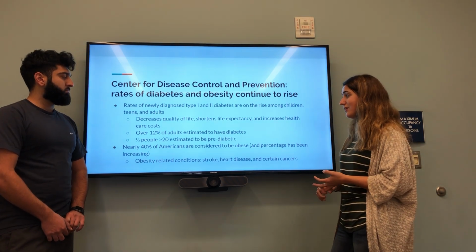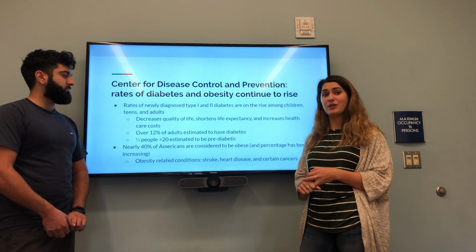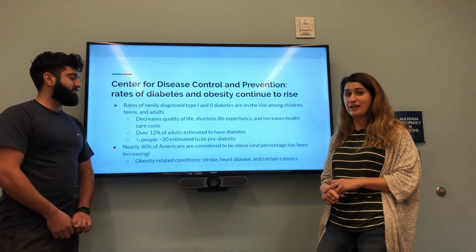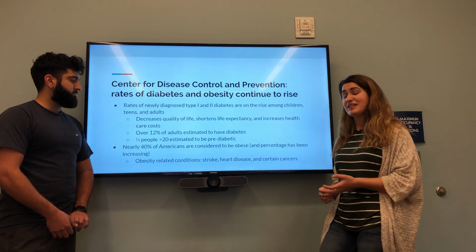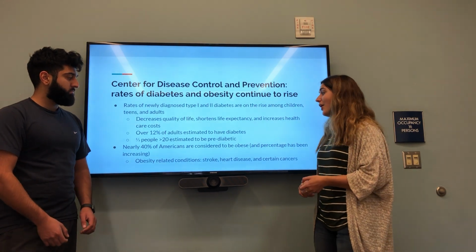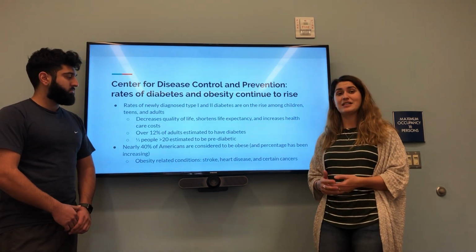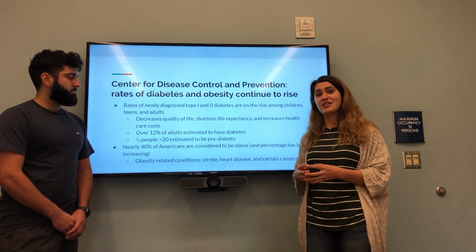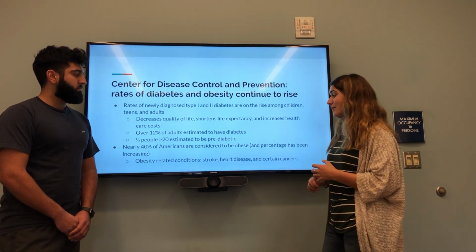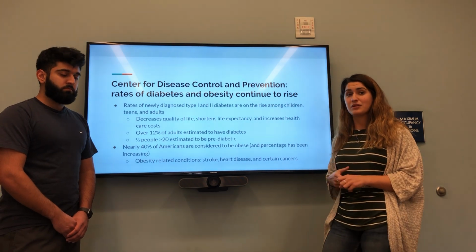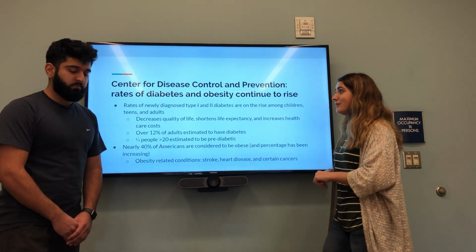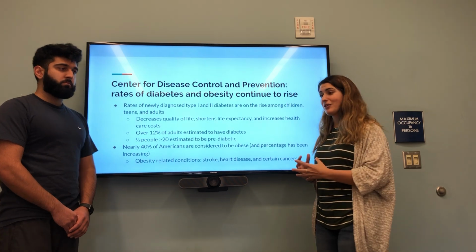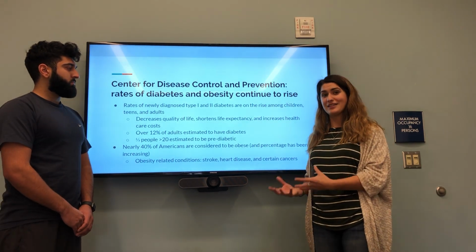Over 12% of adults are estimated to have diabetes, and 1/3 of people over the age of 20 are pre-diabetic. And then with obesity, nearly 40% of Americans are considered to be obese, and that percentage has been increasing over the years. And then obesity-related conditions, it increases your probability of stroke, heart disease, or certain types of cancer. So our article is trying to figure out how we can combat this issue.